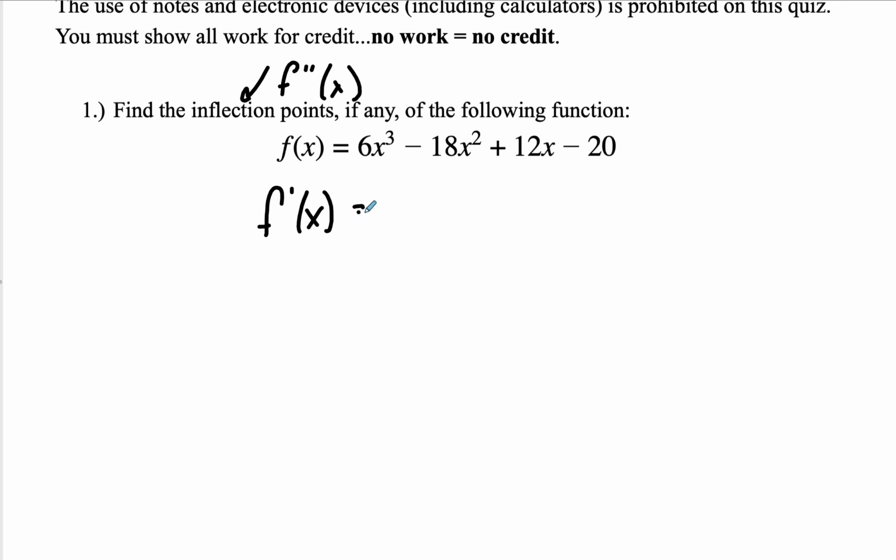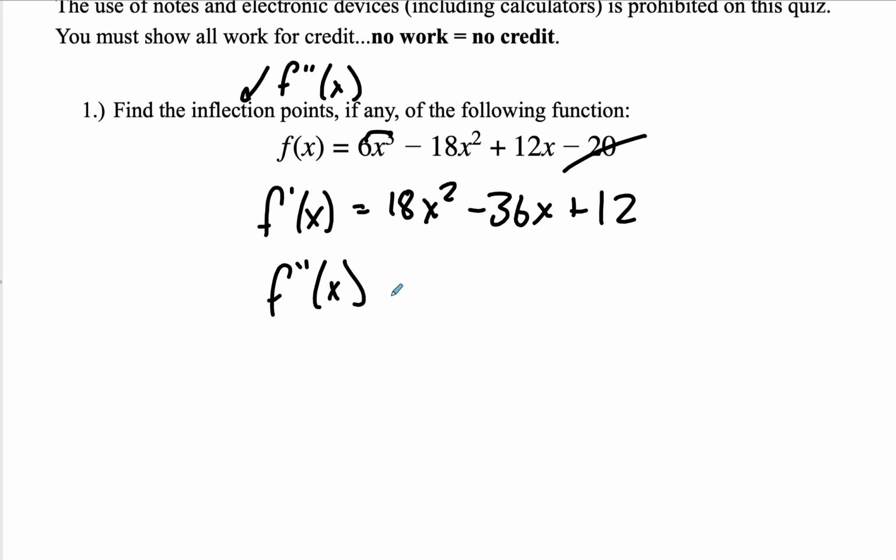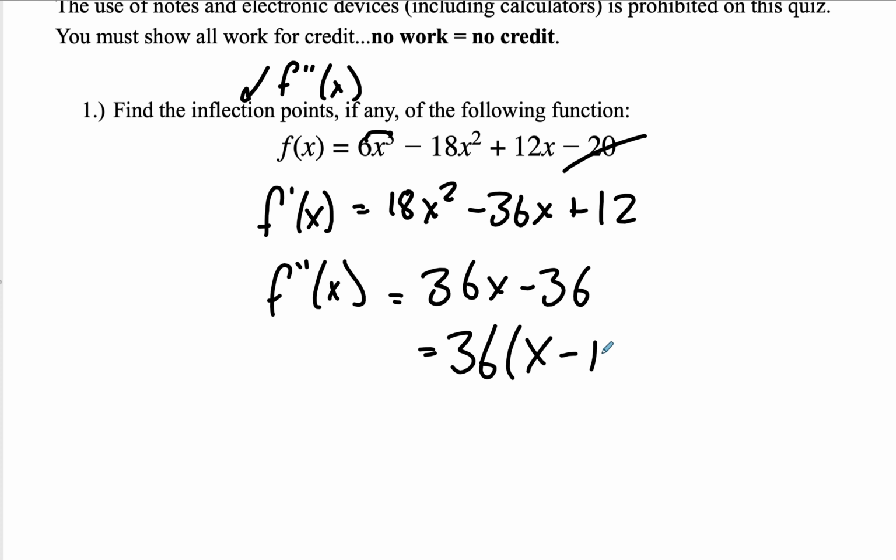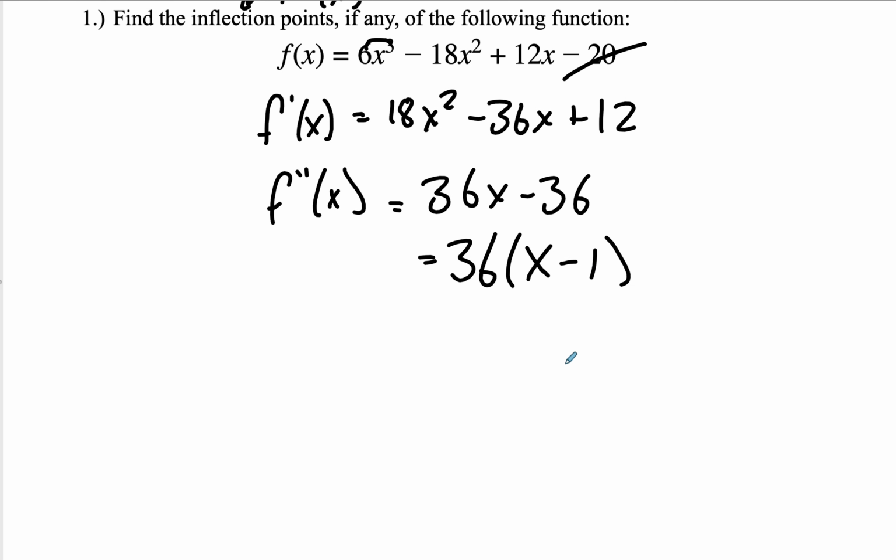Okay, so the first derivative, we use the power rule: 18x squared, the power rule, 36x, the power rule, 12, constant goes to 0. The second derivative is just the derivative of the first derivative, so the power rule is used again: 36x, power rule, 36. Many correctly saw and factored out the 36 and got 36 times (x minus 1).